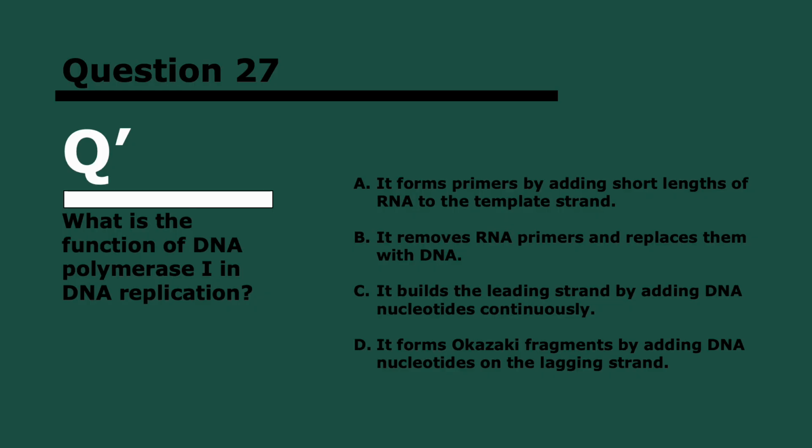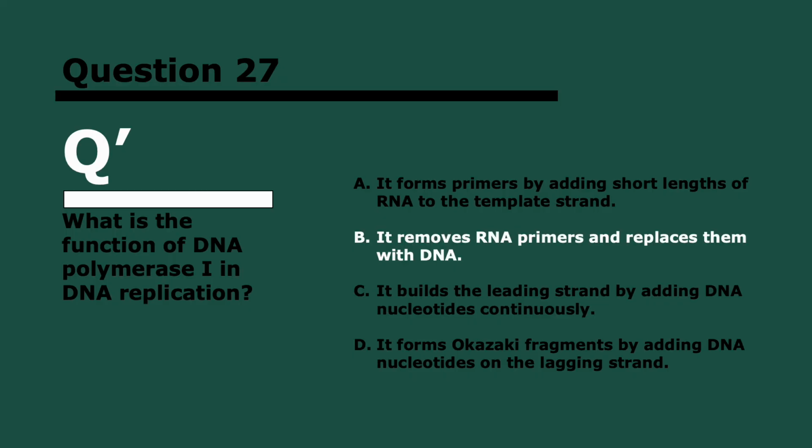What is the function of DNA polymerase 1 in DNA replication? Again, pretty factual question. 3, 2, and 1. So it removes RNA primers and replaces them with DNA. So it allows replication to begin, basically. It doesn't form the primers. It doesn't build the leading strand by adding DNA nucleotides. Remember, that's DNA polymerase 3. And it doesn't form Okazaki fragments.